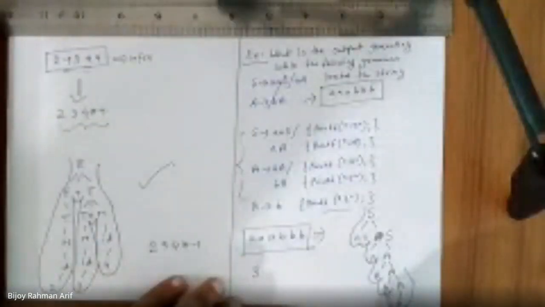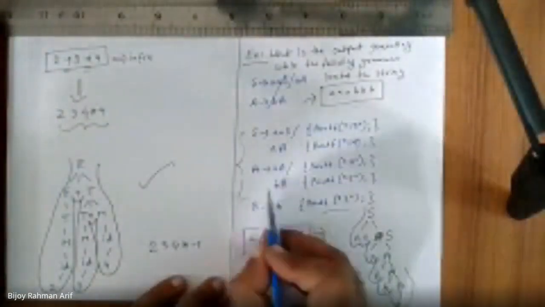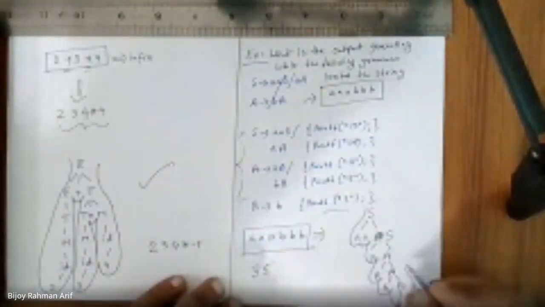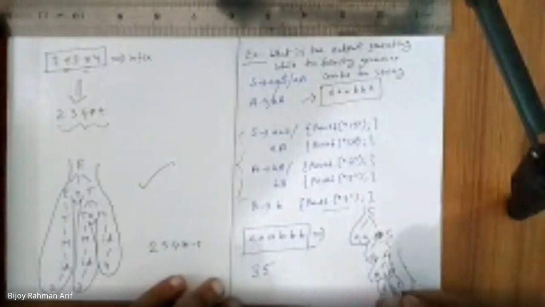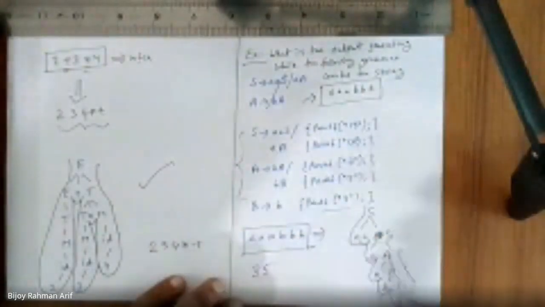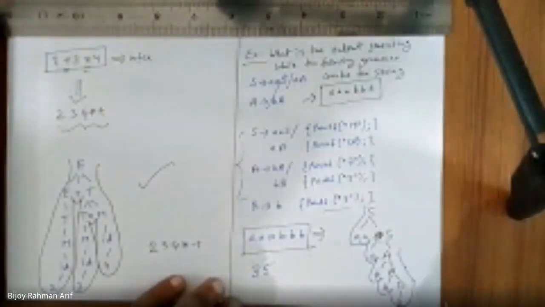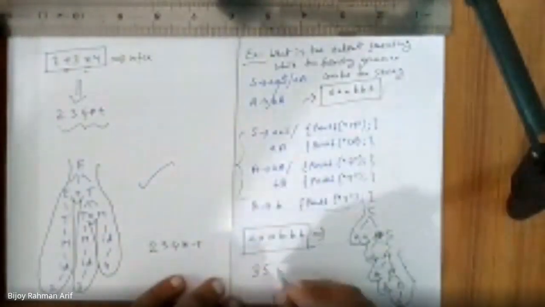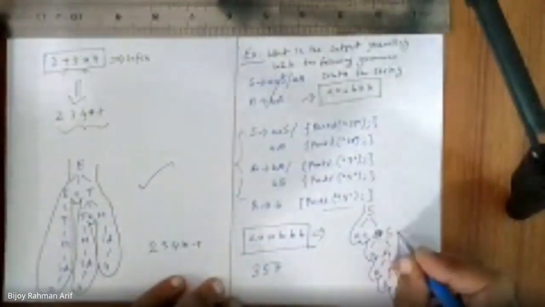Small b, capital B reduced to A. What is the action? I'm going to print 5. Then this is a reduction. Small b, capital A reduced to A. What is the action? I'm going to print 7. Then, yes, this is a reduction.